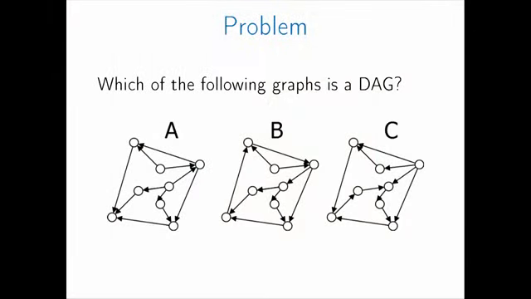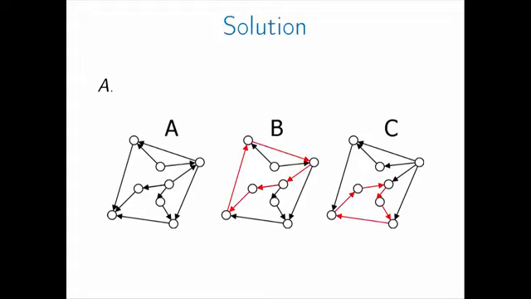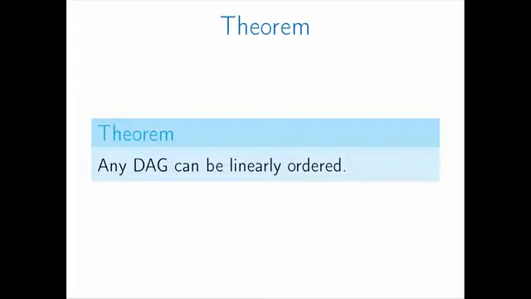We have the following four graphs. Note that the edges here are the same except for their orientations. And which one of these graphs is a DAG? Well, it turns out that only A is. B has the cycle noted in red, and C has this other cycle noted in red. But if you work out A, you can actually see that it does not have any cycles to it.